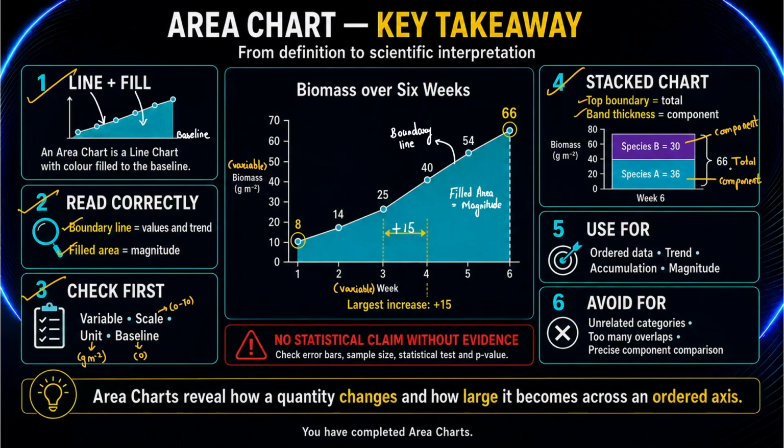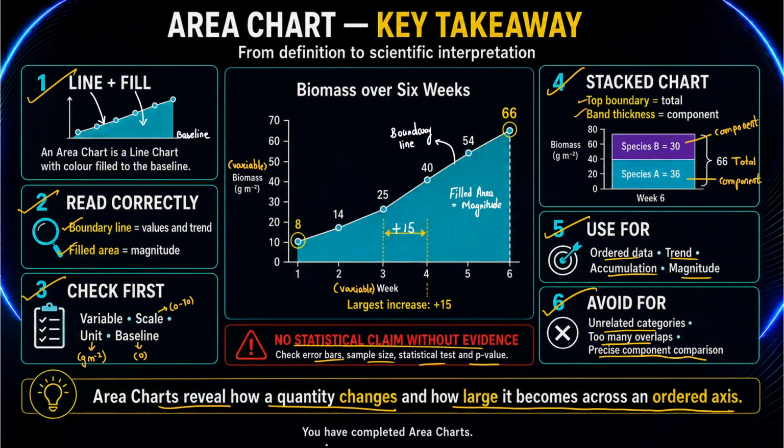Area charts are useful for ordered data, trends, accumulation and magnitude, but not for unrelated categories, too many overlaps or precise component comparison. Here, biomass rises from 8 to 66 with the largest increase of 15 from week 3 to week 4. Never claim statistical significance without error bars, sample size, a statistical test and p-value. In short, area charts reveal how a quantity changes and how large it becomes across an ordered axis.